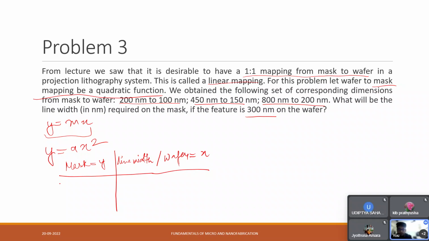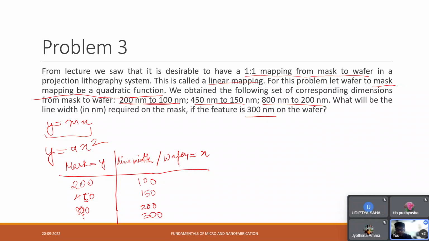For the first value we have 200 on the mask and 100 on the wafer. Similarly 450 and 150, and 800 and 200, and you have to find what will be the value for 300.